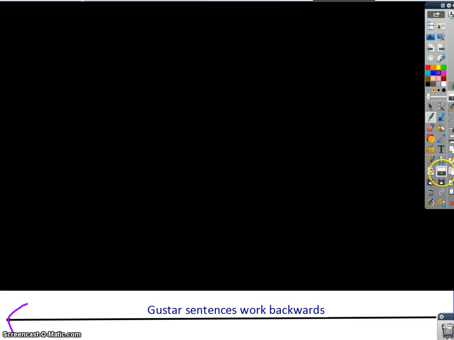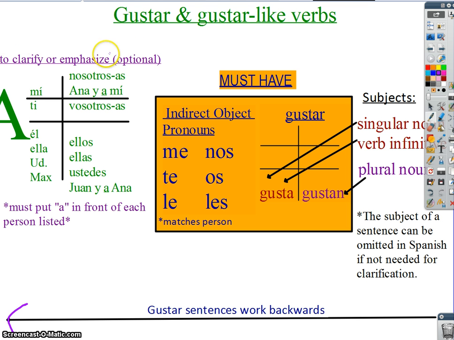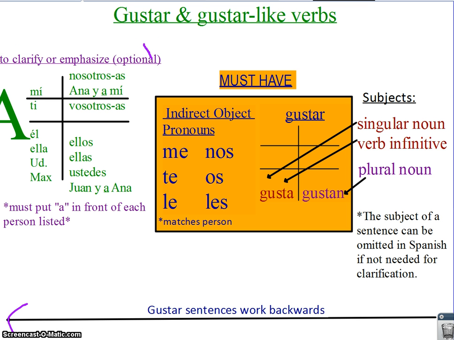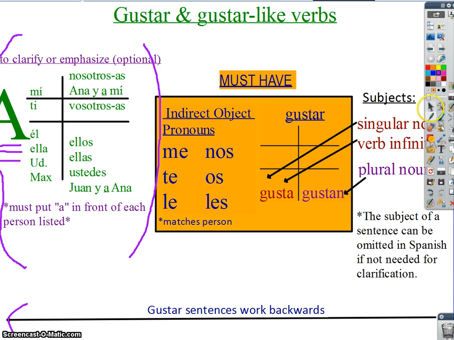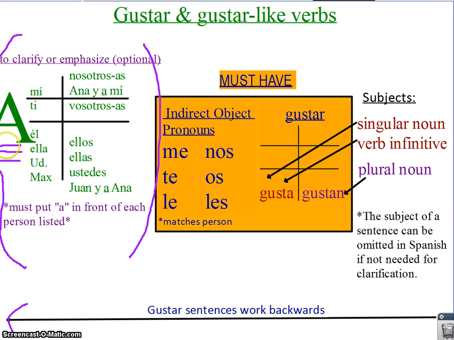Okay, so we use, at the beginning of a gustar sentence, and I'm going to put this in parentheses and you should too, because it's optional. Oops, those are terrible parentheses. Again, I'm limited with my space. To clarify or emphasize, and this part's optional, you have to put the letter A, a big A over here. You can hardly see it. Let me see if I can move that a little bit more into frame. Just barely. So you put a in front of me.